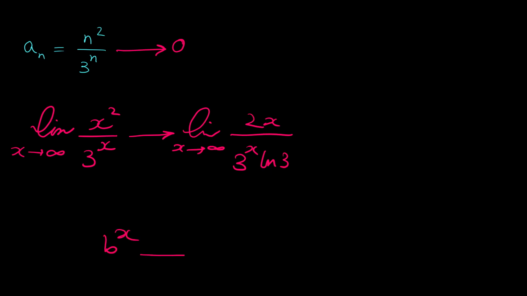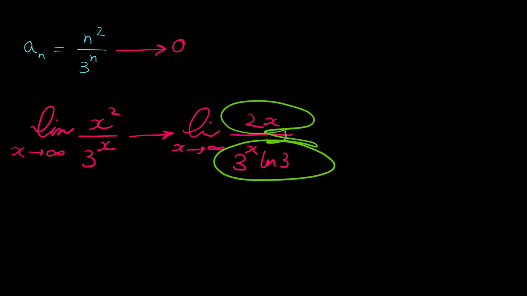Remember, derivative of b to the x is b to the x ln of b. So derivative of 3 to the x is 3 to the x ln of 3. This is just a derivative rule that you have to know for doing this question. But when we apply L'Hopital rule, still we have infinity over infinity, because still we have x in the top and in the bottom, and x is infinity.